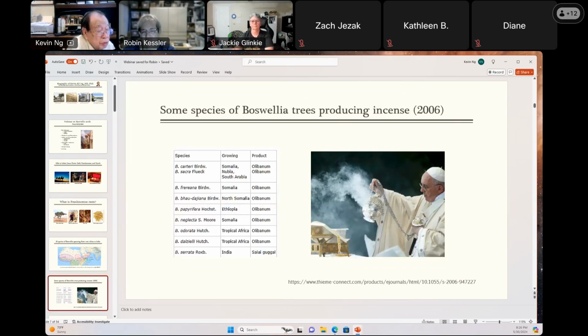Of all the Boswellia trees, there are only about 7 or 8 of them that give you the resin.